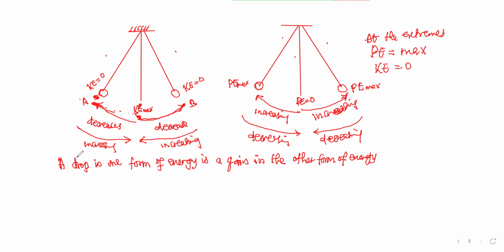All right. So total potential energy at the extreme is equal to the total kinetic energy at the mean point. That is the story of the energy conservation for an oscillating body, whether a simple pendulum or a loaded spring. That is what happens.